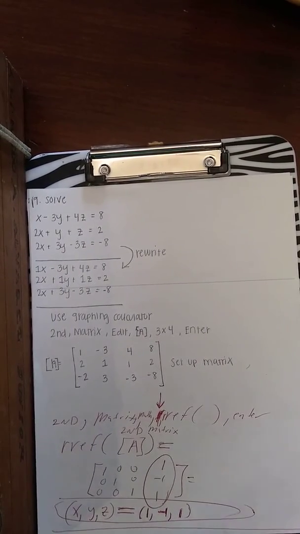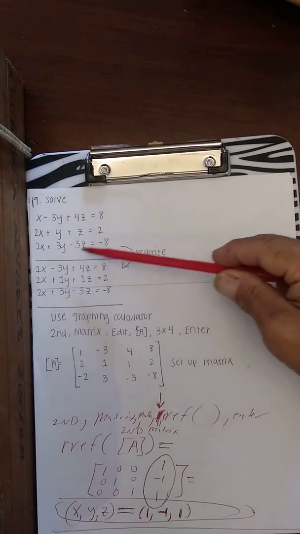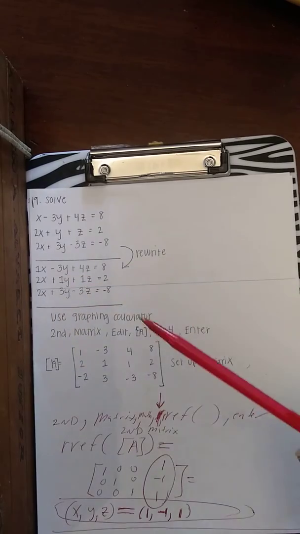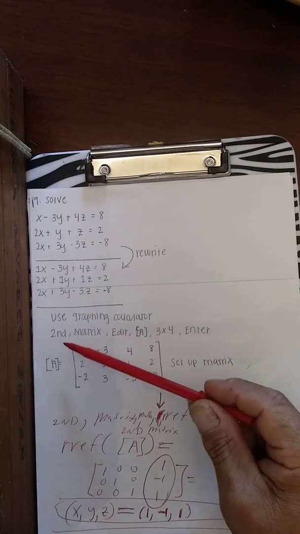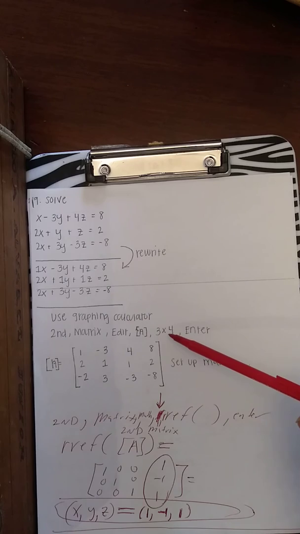Alright, we're going to solve a system of 3 letters, x, y, z. So here's the original one. I wrote it with the ones in there. So now using the graphing calculator, second matrix, edit A, you put in 3 by 4, enter, and you can put all these numbers in there on your TI 84, whatever you have.